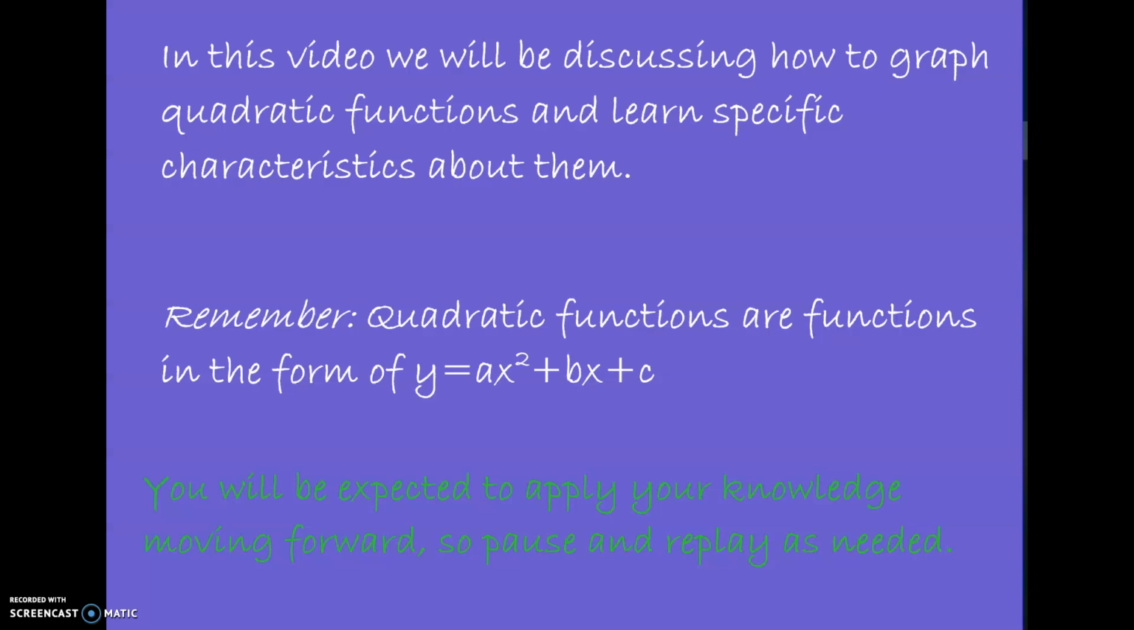In this video, we will be discussing how to graph quadratic functions and learn specific characteristics about them. Remember, quadratic functions are functions in the form y equals ax squared plus bx plus c. We're going to specifically be talking about this a value, which is the leading coefficient for a quadratic function. You will be expected to apply your knowledge moving forward, so pause and replay the video as needed.